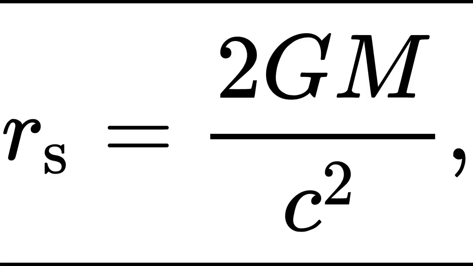Every object with mass has a Schwarzschild radius, and if the object's radius ever exceeds its Schwarzschild radius, it will collapse into a singularity, with the Schwarzschild radius becoming the location of the event horizon of the new black hole.